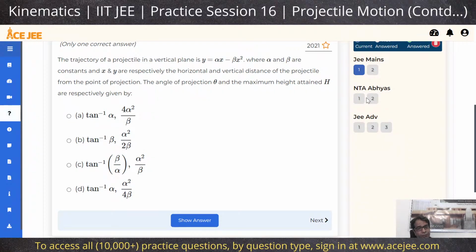Or you can say for height, dy by dx is 0. So where is that? At x equals alpha by beta. If you put that alpha by beta in there, your height would be alpha square by beta minus, the x where it's 0 is alpha by 2 beta. If you put that in there, you'll get alpha square by 2 beta minus alpha square by 4 beta. The answer is alpha square by 4 beta. Correct now?